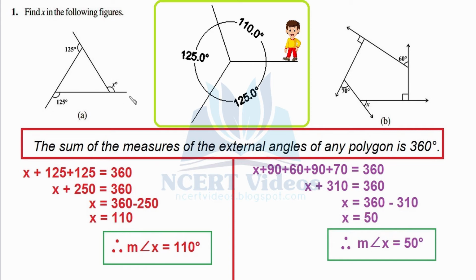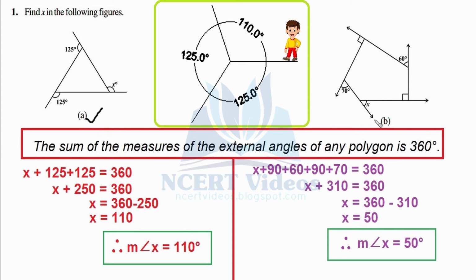Since we are dealing with angles, therefore we need to write, therefore, measure of angle x. This is the mathematical way of writing measure of angle x equals 110 degrees. Since all the external angles of any polygon equate to 360 degrees, again you can verify it very well. If you add 110 plus 125 plus 125, it will give you 360. That completes our A part.